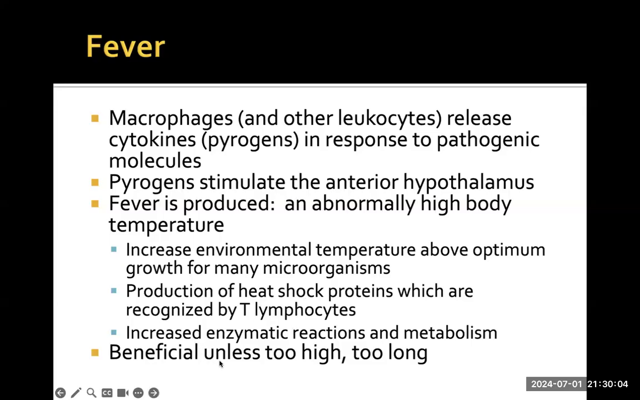Fevers can be beneficial for us unless they're too high for too long. Obviously, if you have a very high fever for very long, your cells are going to start to shut down because your own body cells are going to be outside of their optimal environment for too long as well.